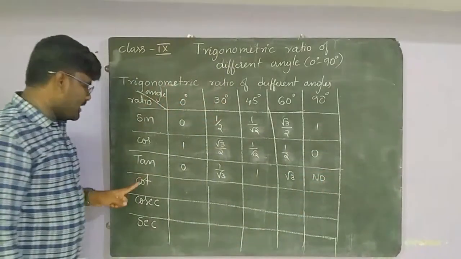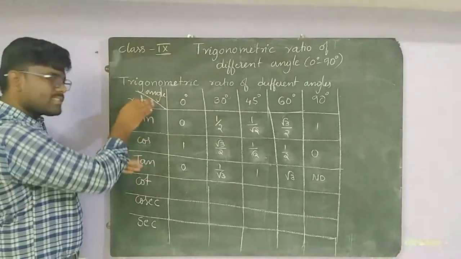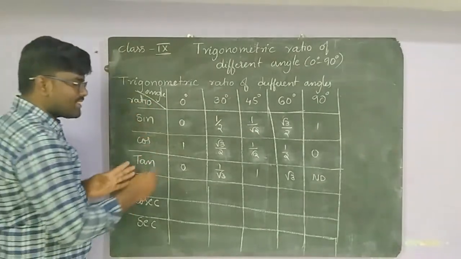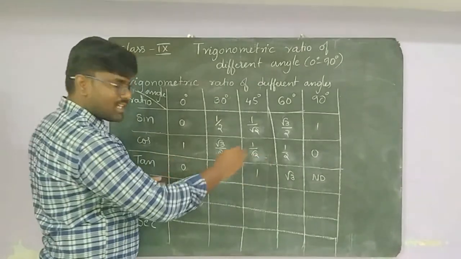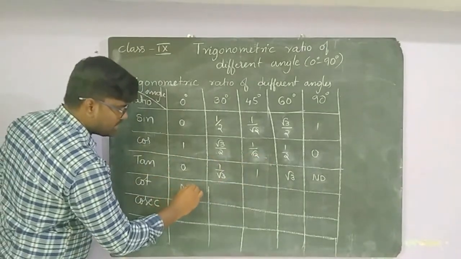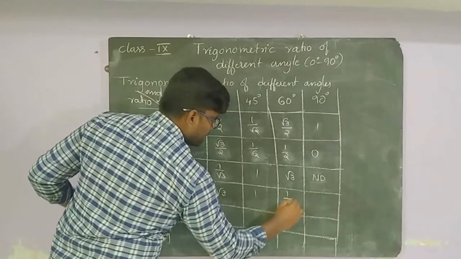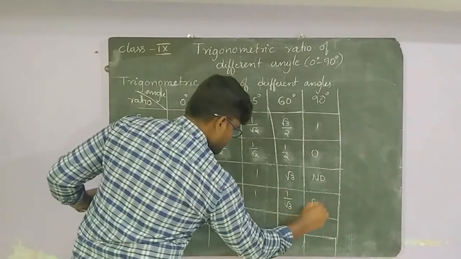Okay. We want cot. Cot means cos by sin. When you go with cos by sin, we can write the reverse order of tan. Reverse order of tan means: not defined, root 3, 1, 1 by root 3, 0.